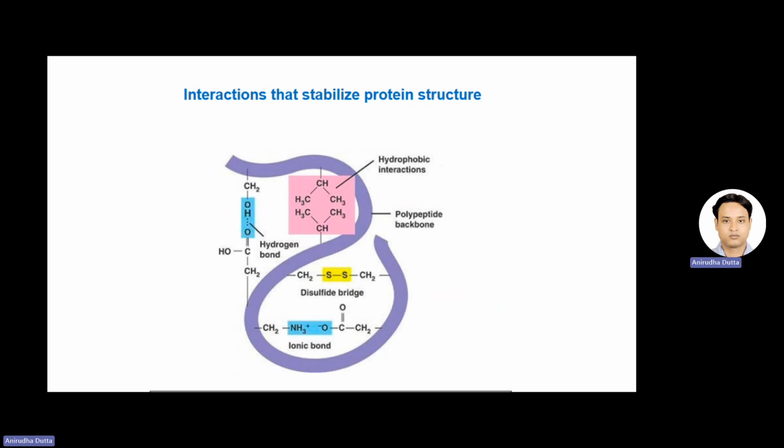Other than hydrophobic interaction, one of the most stable interactions is called the disulfide bond. This is the only example of a covalent bond that stabilizes protein three-dimensional structure. It's formed between two cysteine residues. Once oxidized, it forms an S-S disulfide bond. This is one of the most stable interactions that can hold the three-dimensional structure of the protein together.